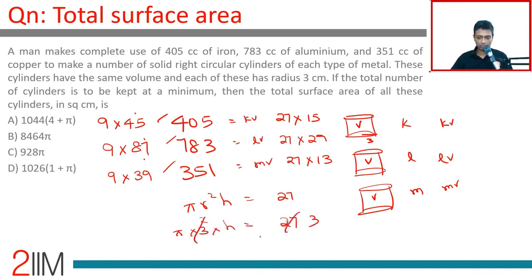The radius is 3, and the height should be 3 by pi. The total surface area of all these cylinders: the surface area of one cylinder is 2 pi r square plus 2 pi r h. Pi r square on top, pi r square on bottom, and 2 pi r h. R is 3, h is 3 by pi.